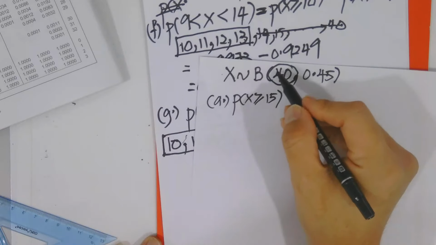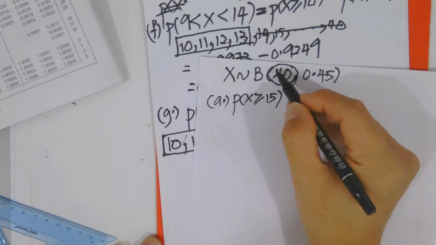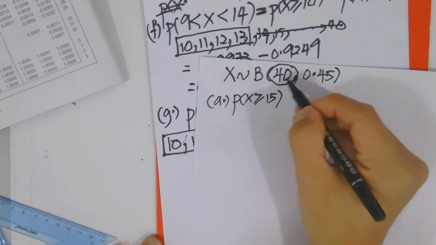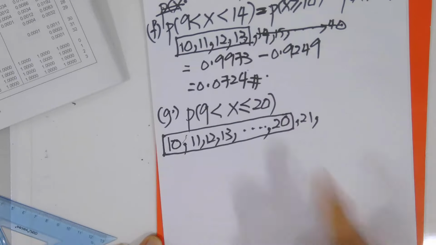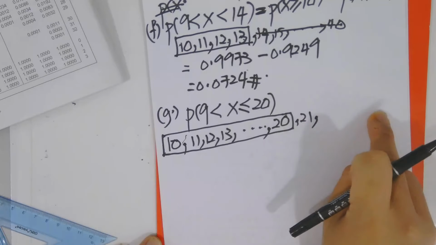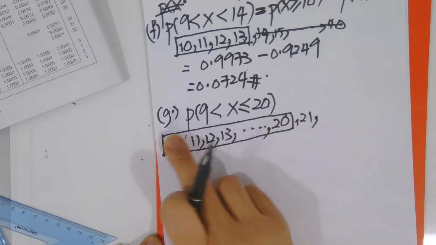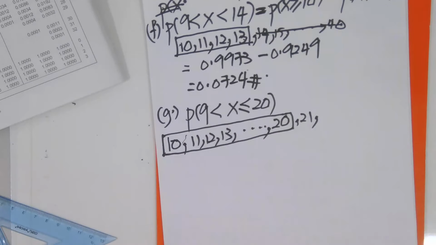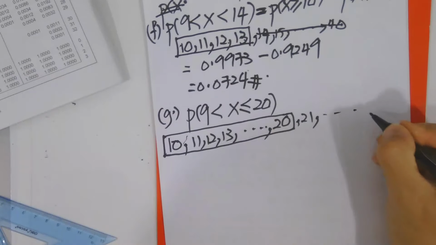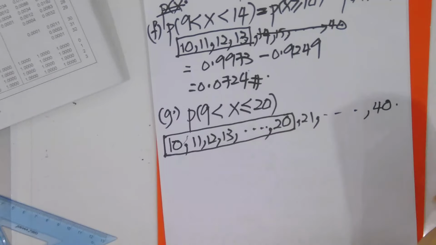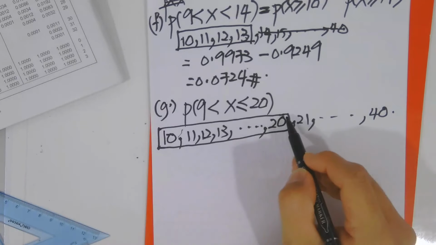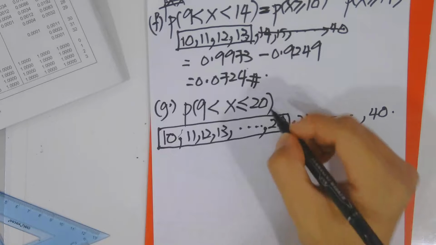If the value here is, for example, 30, then you need to list up to 30. In your mind, you shouldn't write this, okay? It's just for your understanding: 21 up to 40. Up to 40. So okay, 10 to 20, we just want 10 up to 20.